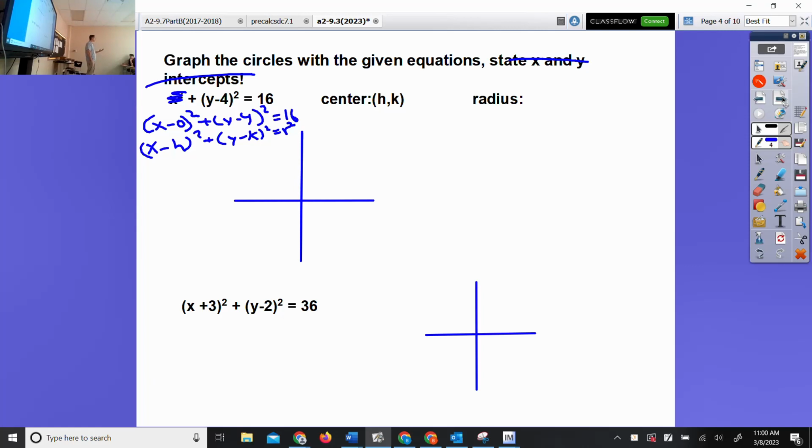No. What are they? K is 4 and h is 0. That's your center. Your center is at the h and k values. 16, what did it line up with? R squared. I know r squared is 16. What's that make r?